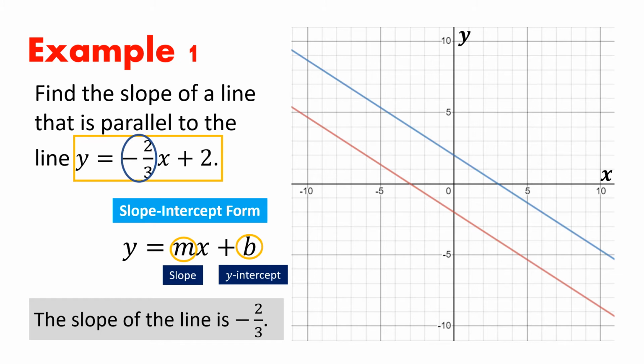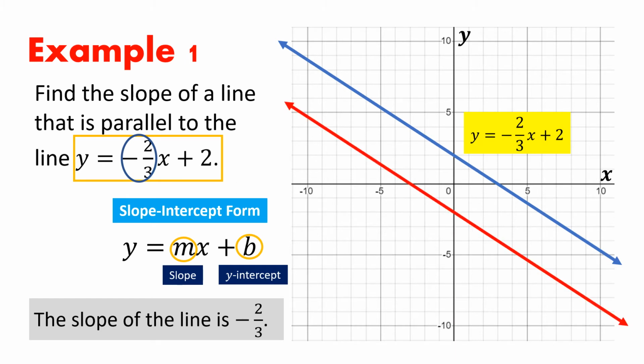The blue line is the graph of y equals negative 2/3 x plus 2, while the red line is the graph of y equals negative 2/3 x minus 2. Notice how the slopes are the same and the y-intercepts are different.